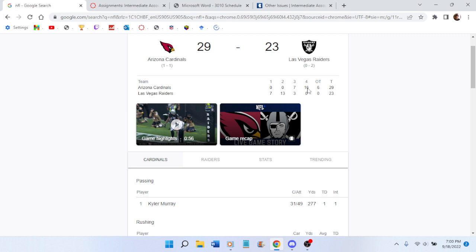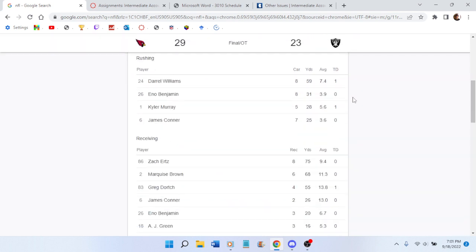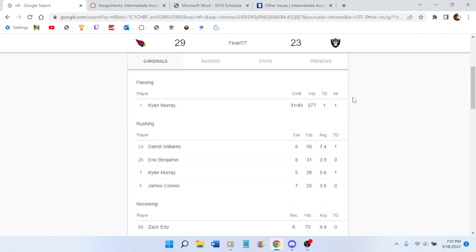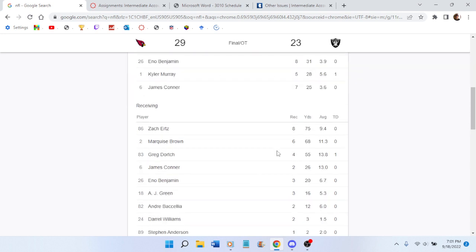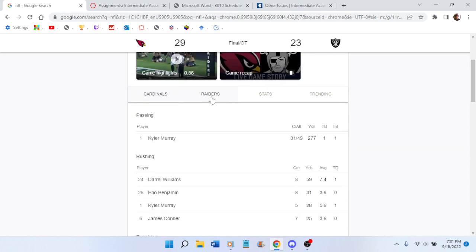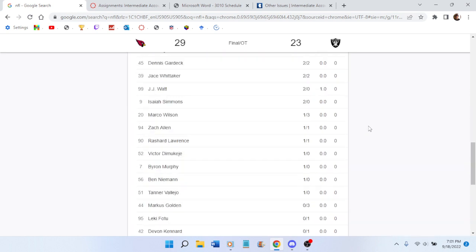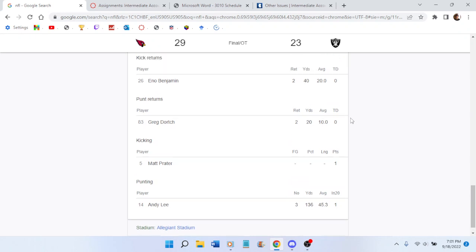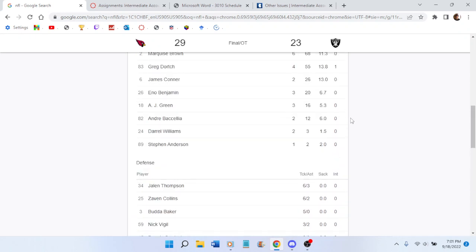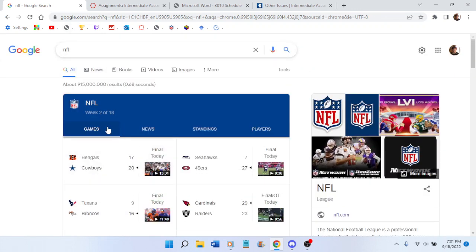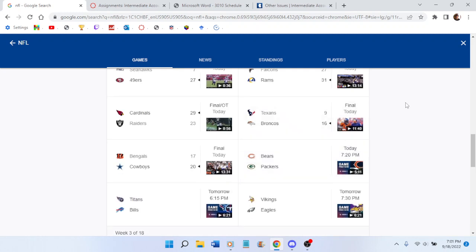Dude, the Cardinals scored 16 points in the fourth quarter. And then they scored 6 points in overtime. So they must have gotten a touchdown somehow. What happened? How did they get that final touchdown? I want to know. Okay, it stopped. The game's over. I don't know how it happened. I'll just have to look it up later.